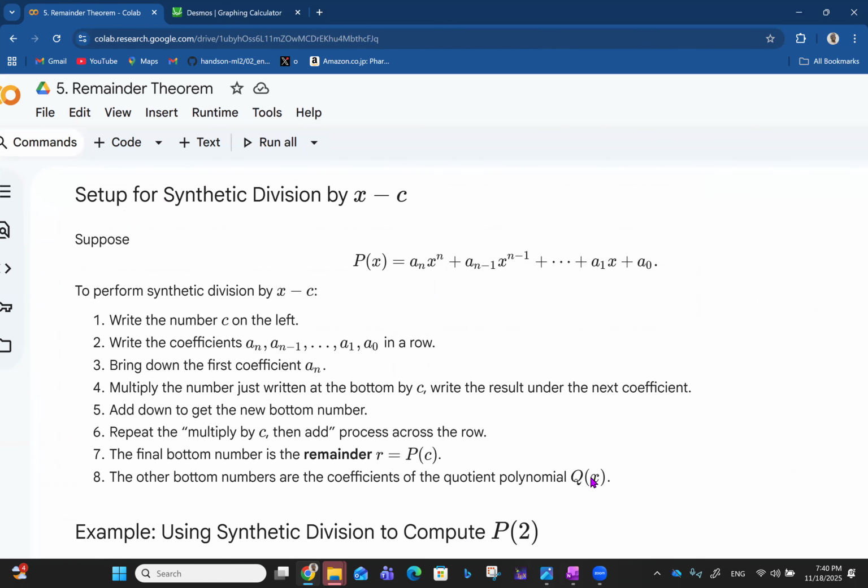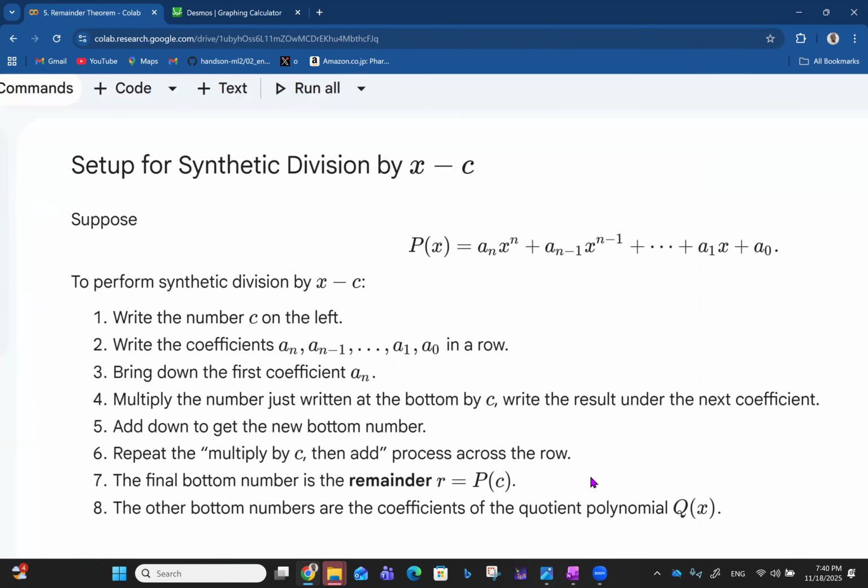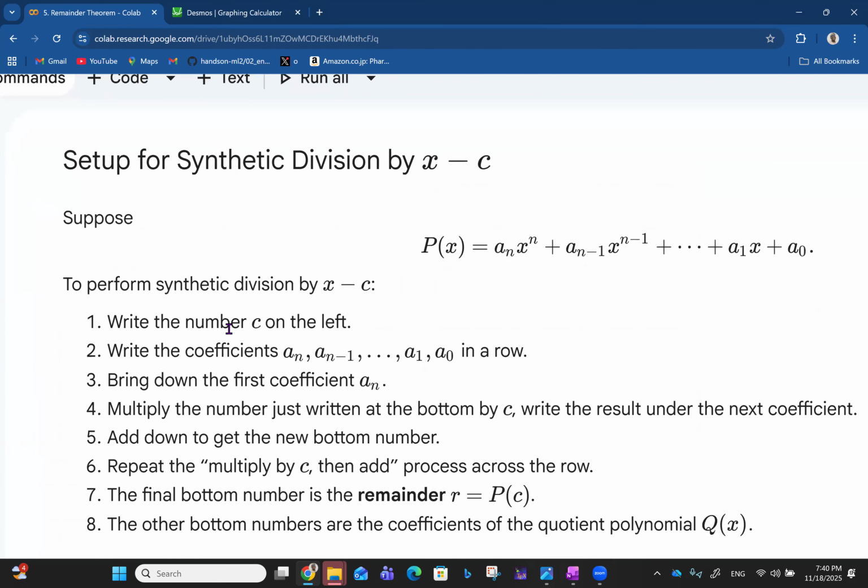To perform synthetic division by x minus c, write the number c on the left, write the coefficients an, an minus 1, down to a1, a naught in a row, and bring down the first coefficient, an. I'm going to explain all this, so not a problem. Then multiply the number just written at the bottom by c, write the result under the next coefficient, add down to get the new bottom number, and repeat the multiply by c, then add process across the row.